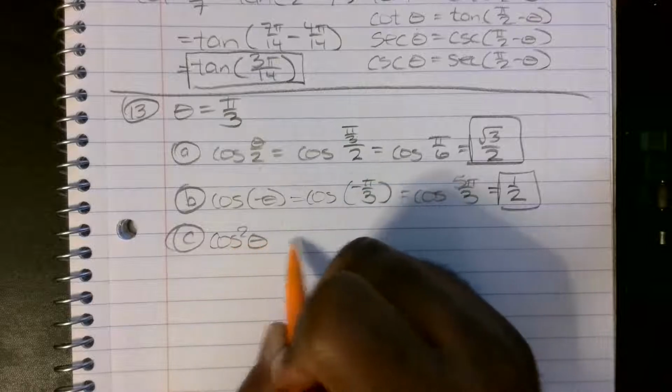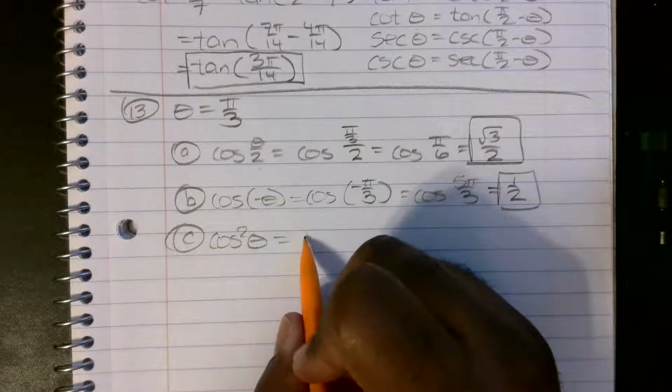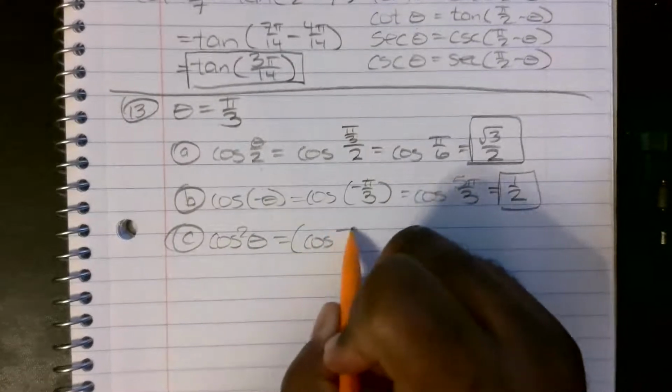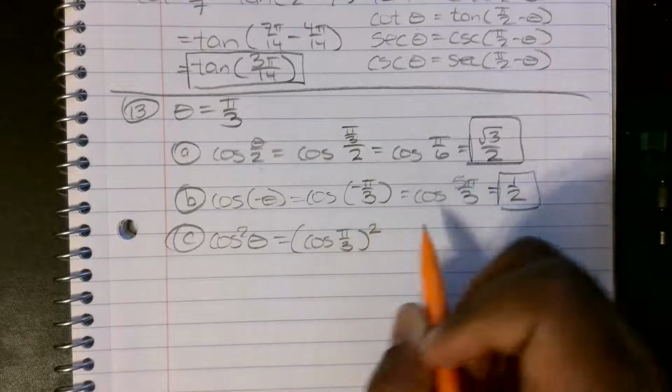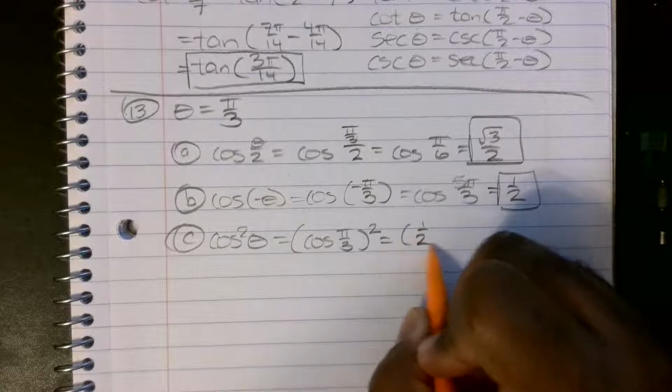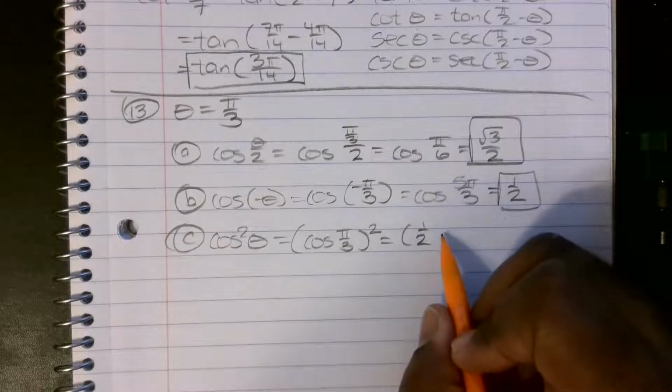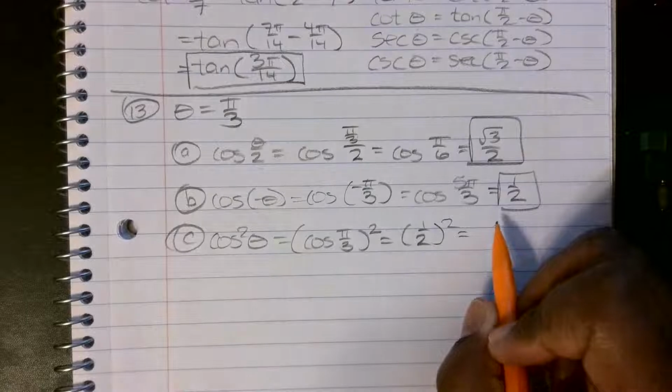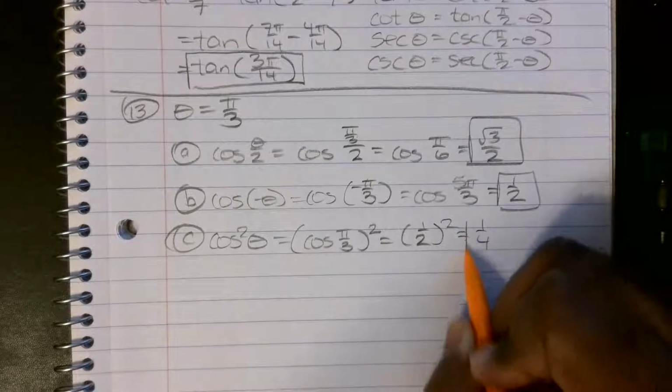Cosine squared of theta is equal to cosine of pi over 3 squared, which is 1/2. Cosine of pi over 3 is 1/2, squared, which is 1 over 4.